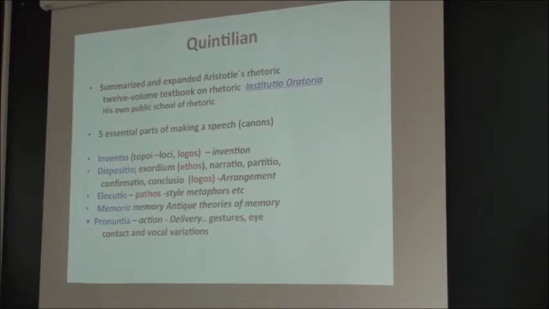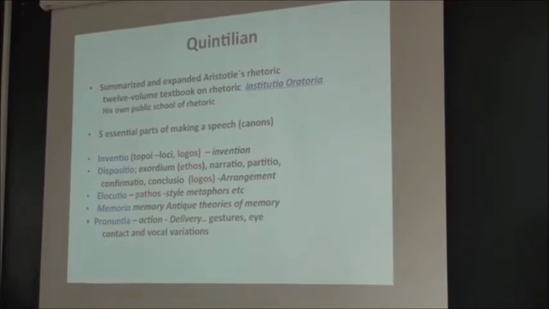One of the things that he has become famous for is his summary of five important parts of speech making, stages of speech making. A lot of people know about this. For some reason, it's sometimes called five canons. It's not a good word, because that can mean many things. I would prefer to call it parts or stages or something like that.